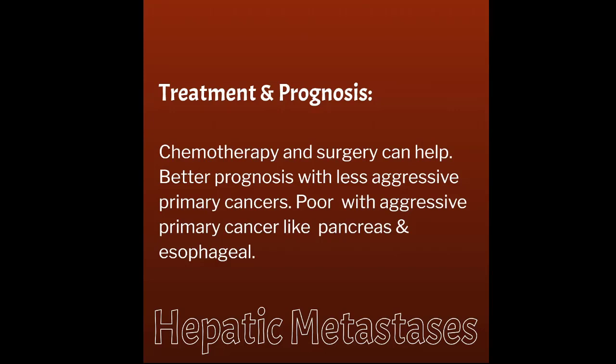So if you have colon cancer or maybe some types of lung cancer, some types of breast cancer, those are going to be a little bit more, some of those are a little less aggressive. If those metastasize to the liver, you have a better prognosis. Compare that though to pancreatic cancer, which is very aggressive. Esophageal cancer, very aggressive. If those are their primary sources and those get to the liver, usually carries a very poor prognosis.